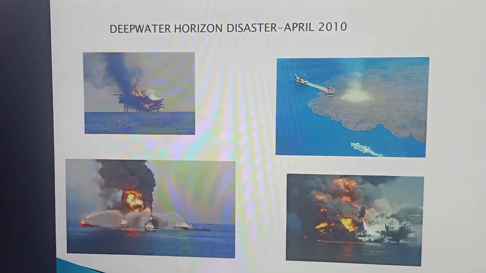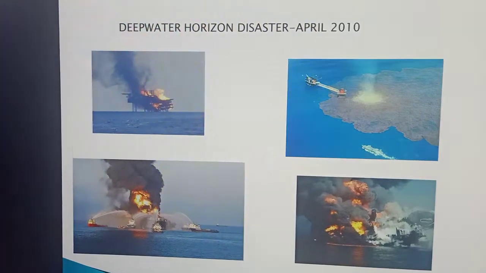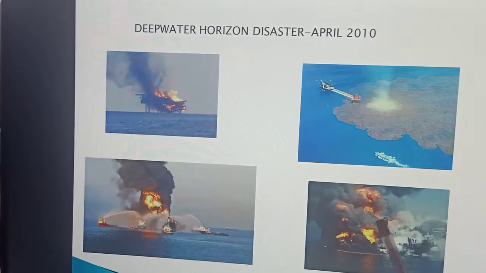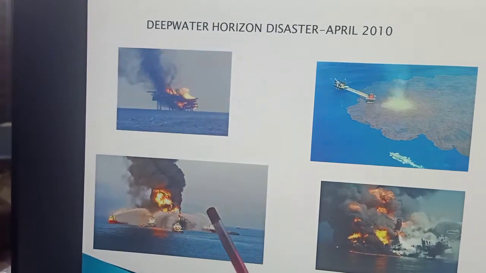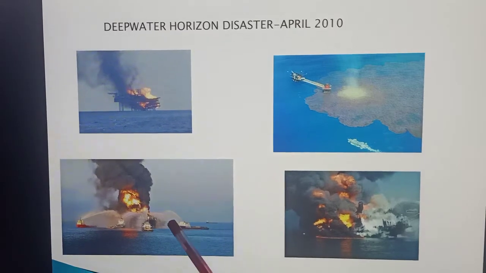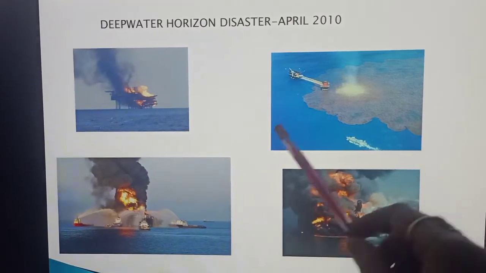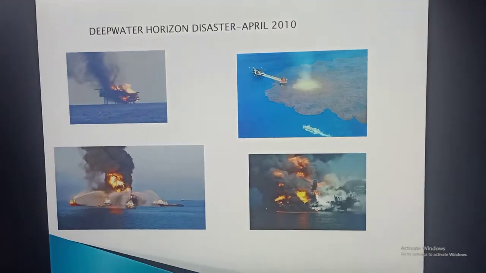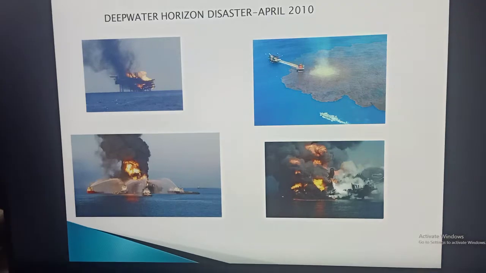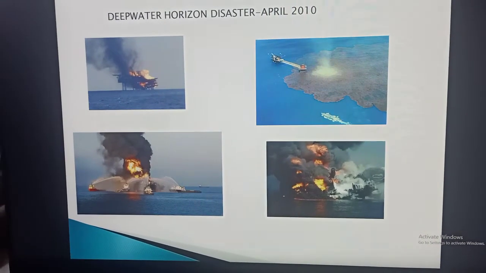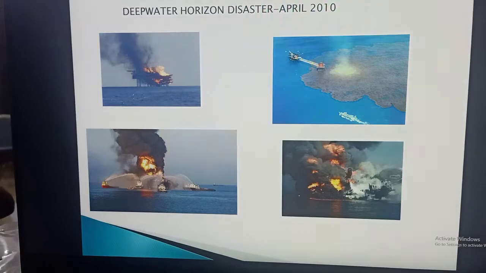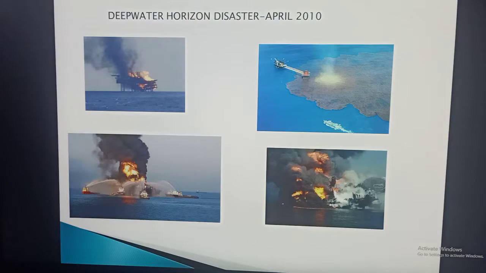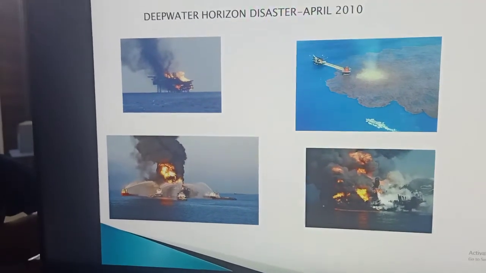So here children, you can see the picture of the fire, and this is the rig which was on fire. Here also you can see the massive explosion which took place. Here you can see how, with the help of water spray, they are trying to extinguish the fire. And here you can see the picture of the oil spill. So children, oil is actually very viscous in nature. It does not mix with water and it starts to float on water. It affects marine life because the marine life gets suffocated in the absence of air.